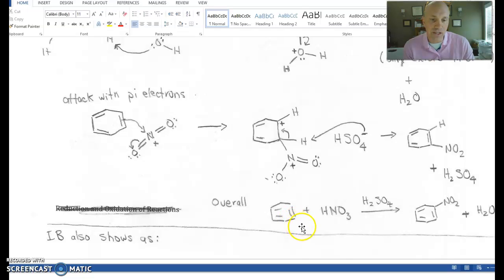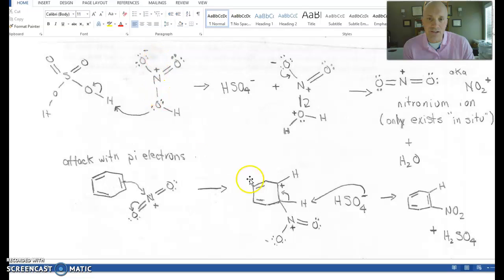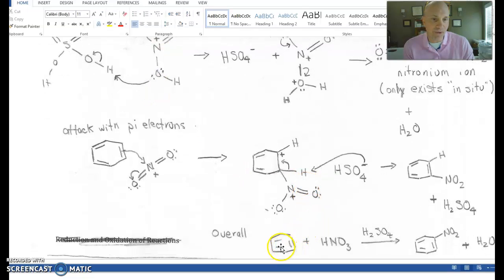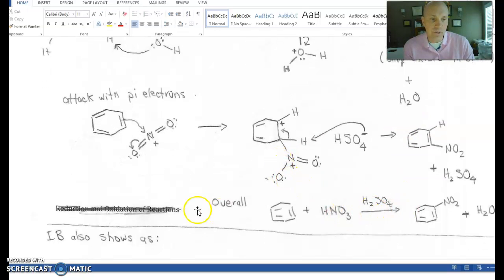So what actually gets used? We use up a molecule of nitric acid. We use a molecule of benzene, and what ends up getting created? We end up making a molecule of nitrobenzene right here, and the other thing that gets created is water. So that's the way that you could show the reaction.